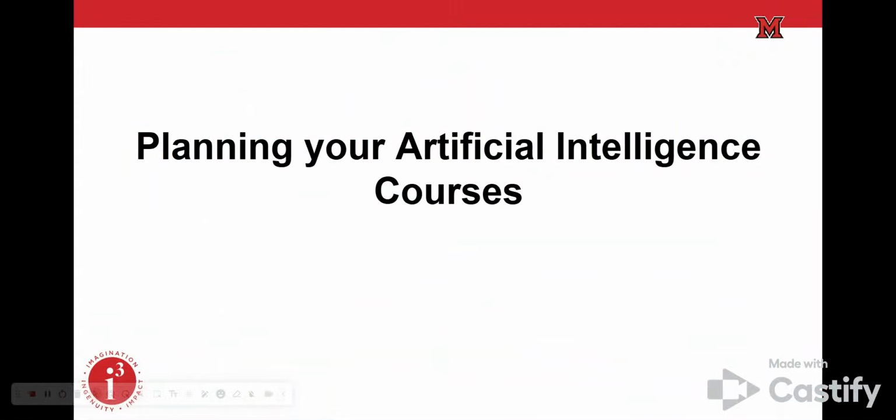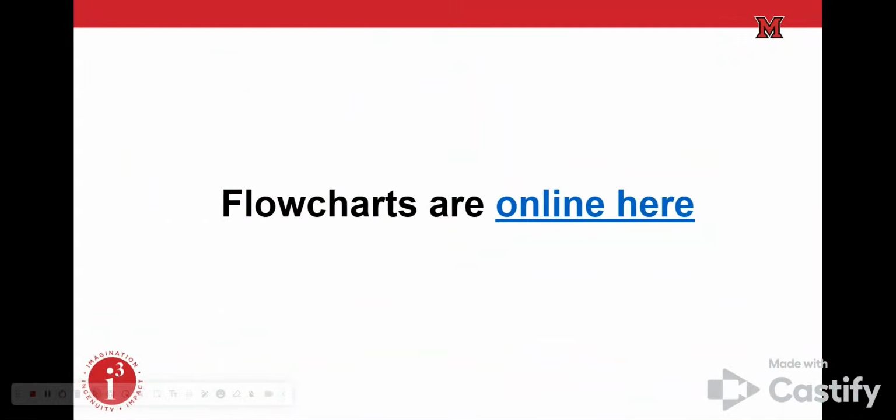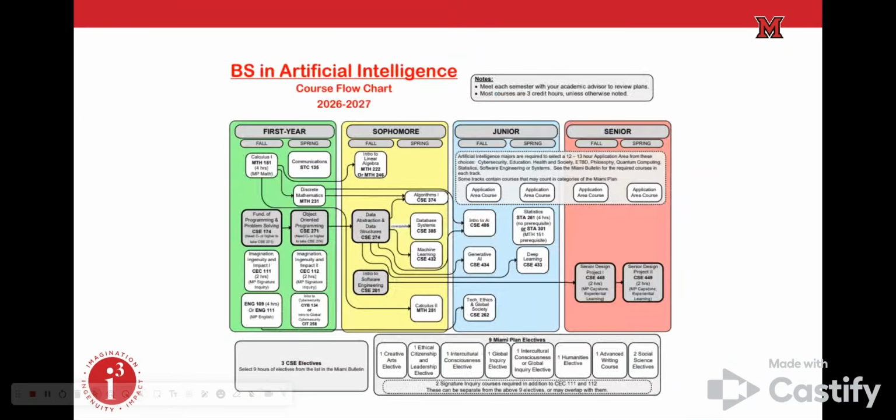Planning your artificial intelligence courses. Here's a link where you can find all of our flowcharts in our department. Specifically, our AI one is on here as well. Here is our AI flowchart. This is just an example of what a 4-year plan can look like. The most important thing is to follow the arrows.